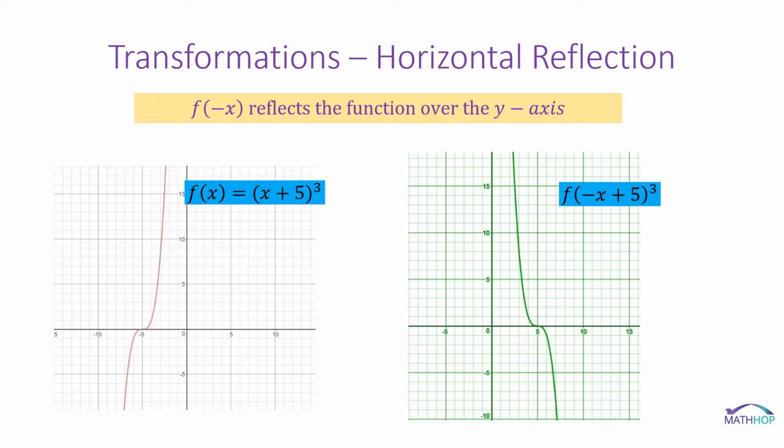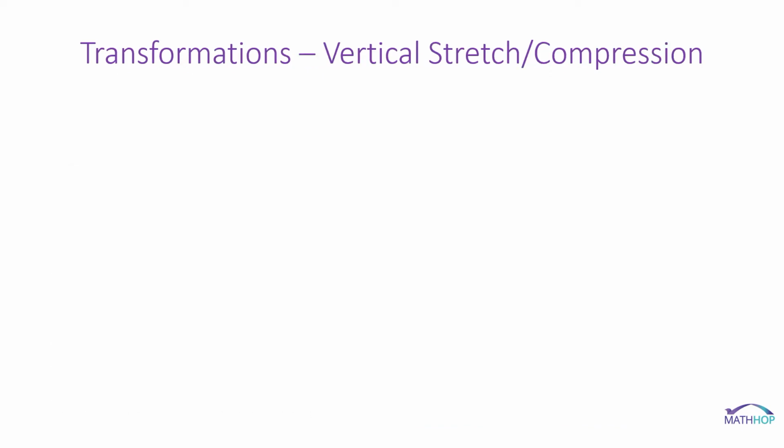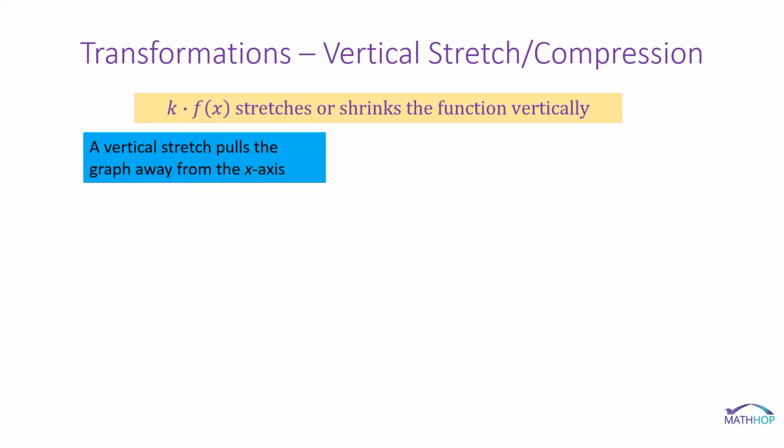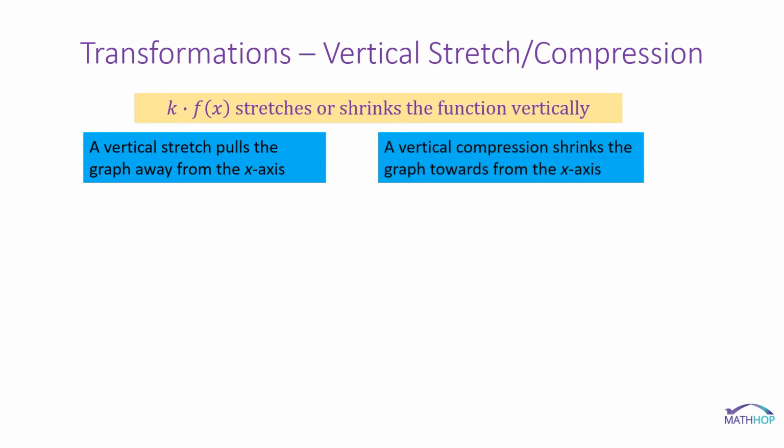All right, now let's look at vertical stretches or compressions. If we take k times f of x, we stretch or shrink the function vertically. I know this is a rule that gets confusing, but depending on whether k is a whole number or a fraction tells us what type of result we get. And I always think whole number, you get skinnier, and fraction, you get wider or fatter, but let's try to put it in some mathematical terms. A vertical stretch is something that pulls the graph away from the x-axis, so you're getting skinnier. A vertical compression shrinks the graph towards the x-axis, so you're getting wider.